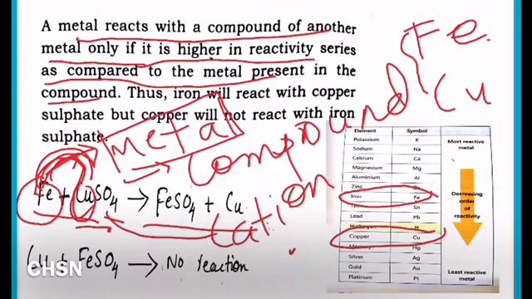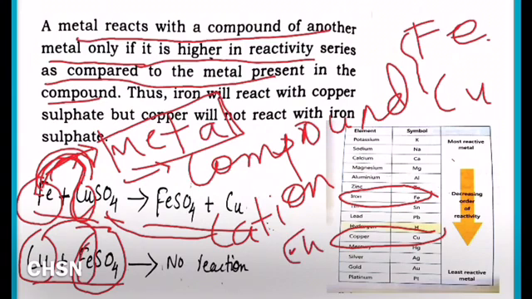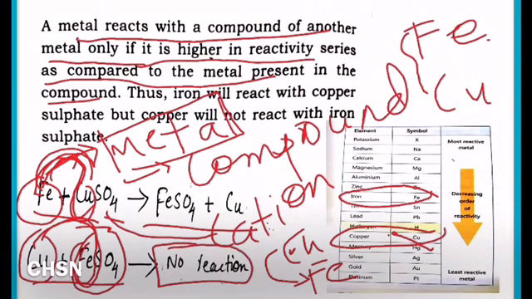Then if the reverse reaction, meaning if the free metal is copper and the compound is iron sulfate, then there will be no reaction. Why? Because we know that the free metal should be more reactive than the cation of the compound. In this case, which is the free metal? Cu. Which is the cation of the compound? Fe. So, for this reaction, Cu should be more reactive than iron. Check the positions of Cu and Fe. Cu is below iron. That means copper is less reactive than iron. So if copper is less reactive than iron, copper cannot displace iron from iron sulfate. So in this case there is no reaction.